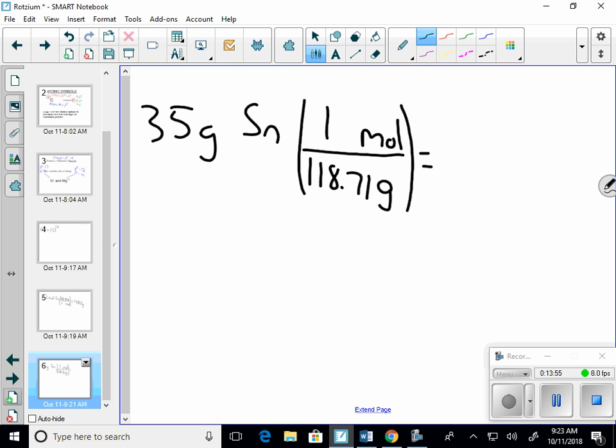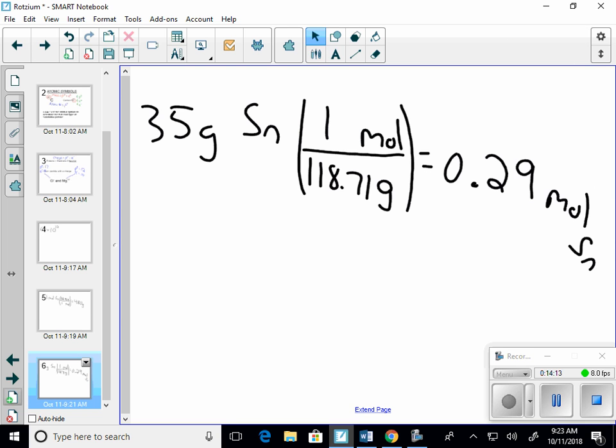Tyler, you got a number back there? 0.29. If you wanted to put a 0 in front of that decimal, you can, because that 0 doesn't mean anything of significance. And my unit would be moles. If you wanted to put tin, you can, but right now it's not that important for you to do that.